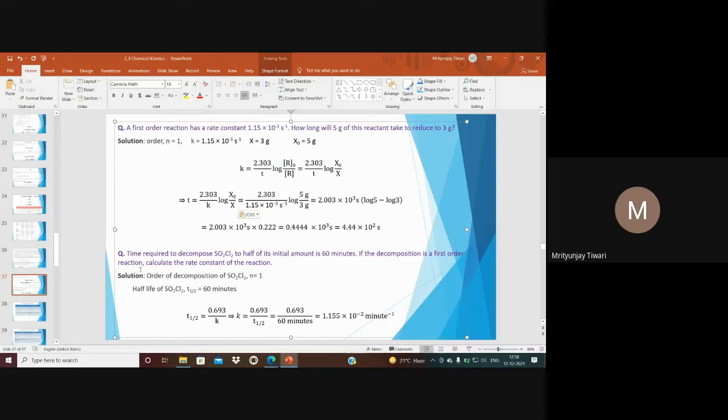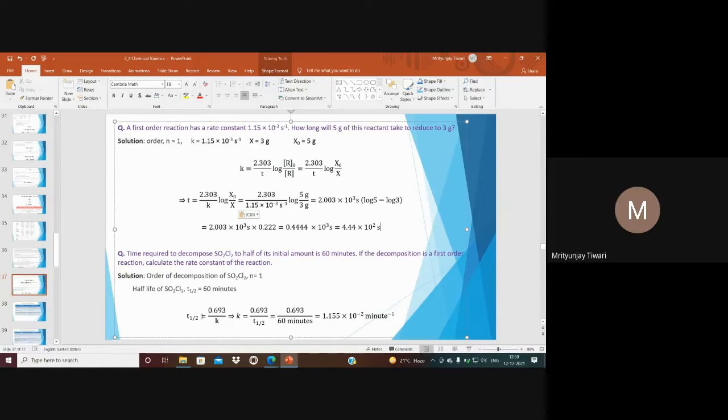Now let's see another question. The time required to decompose SO2Cl2 to half of its initial amount is 60 minutes. So T half is given as 60 minutes. If the decomposition is a first order reaction, calculate the rate constant of the reaction. The reaction is first order, so n is 1, and we follow the formula for the first order reaction. T half is 60 minutes, and we have to obtain the rate constant.